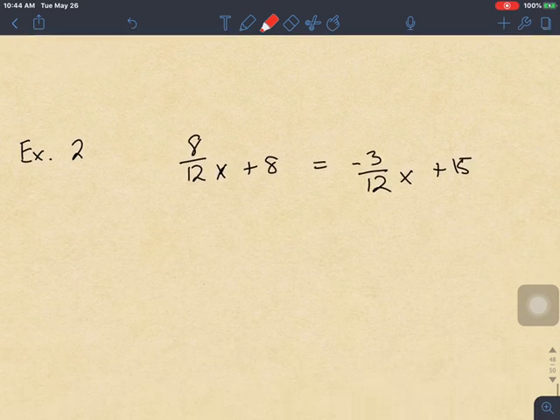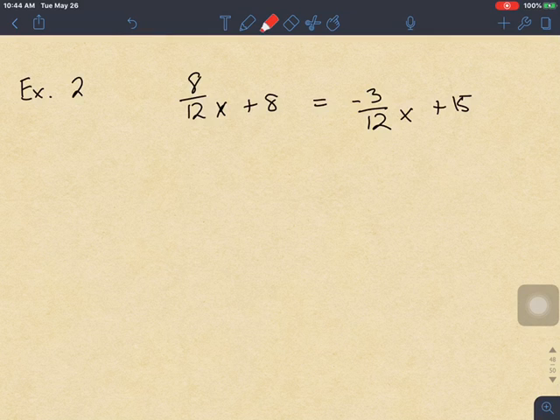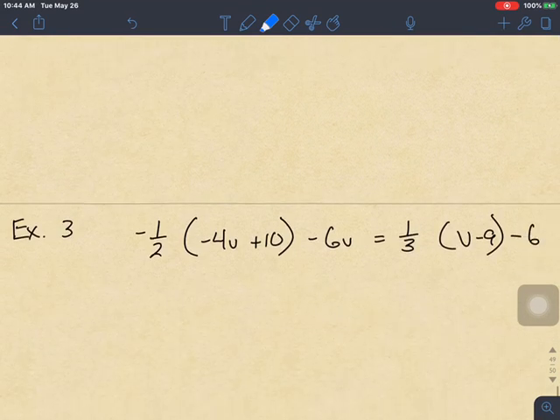Then we go to example 2. There are your constants, right there, and your coefficients are, again, fractional. So you've got that same theme happening there.